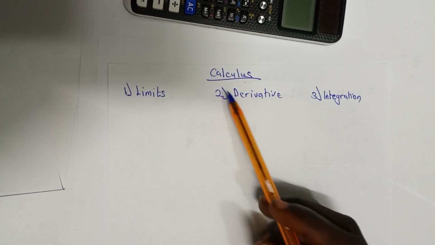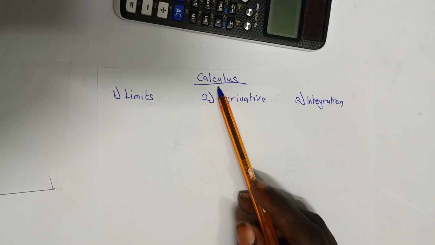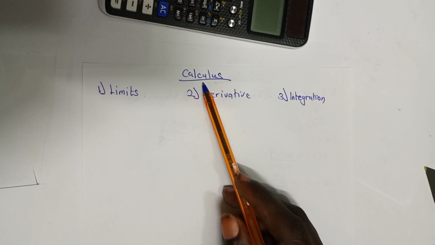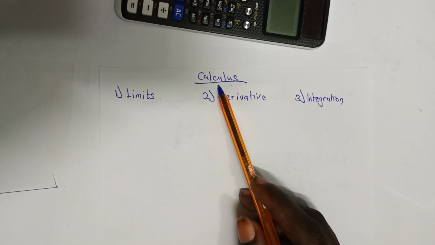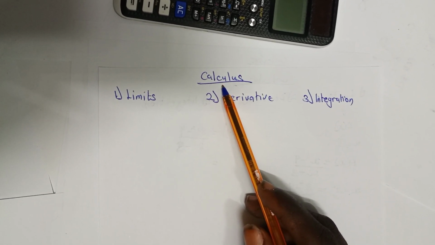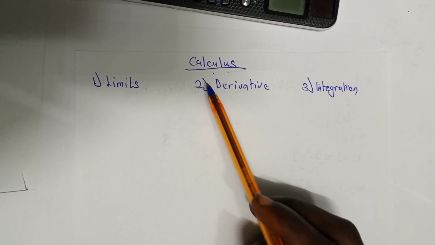We are going to talk about calculus, and calculus was discovered by great mathematicians, Isaac Newton and Gottfried Leibniz. Isaac Newton discovered differentiation, and Gottfried discovered integration. This is just by the way.